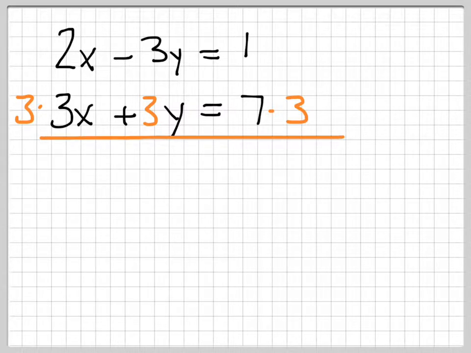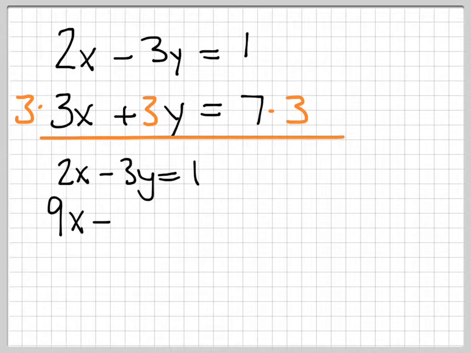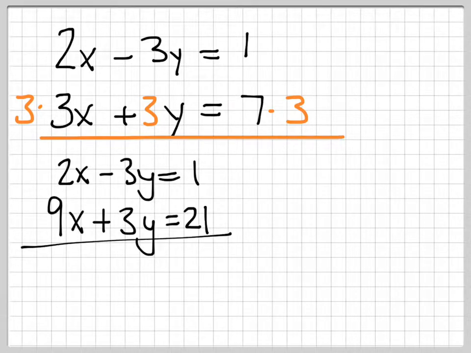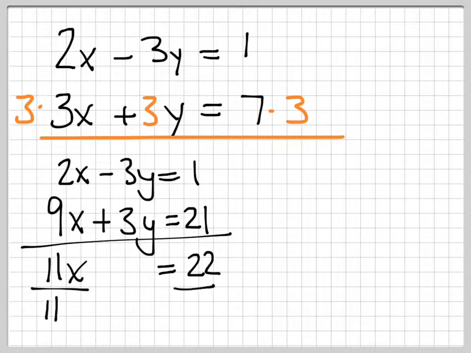And so what I get is, well, I'm going to rewrite my equations. 2x minus 3y equals 1, and 9x plus 3y equals 21. And so when I add, 2 plus 9 is 11, so I have 11x. My y's cancel, and 21 plus 1 is 22. Divide both sides by 11, and I get that x is 2.